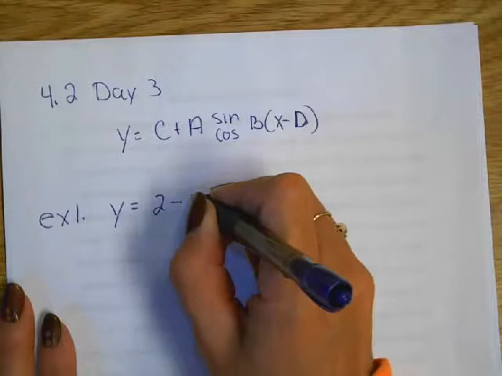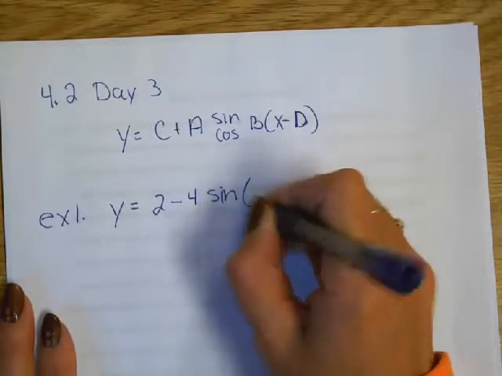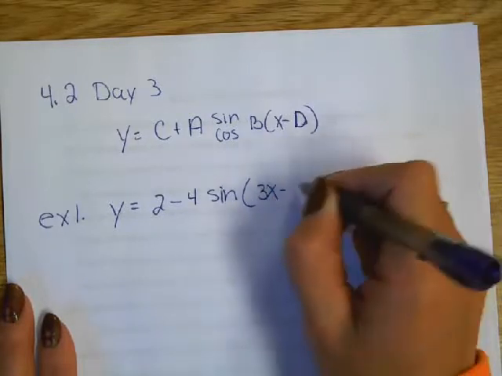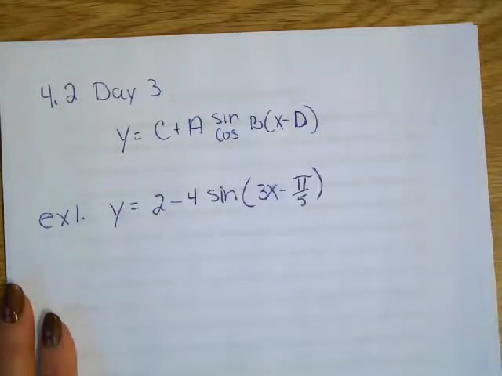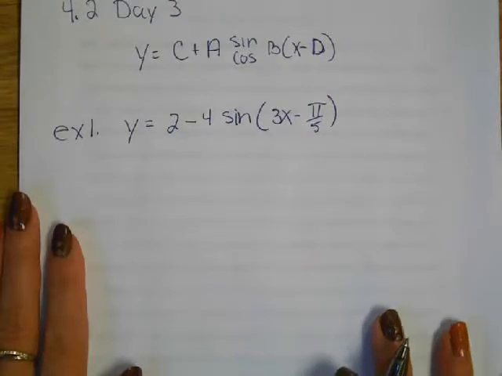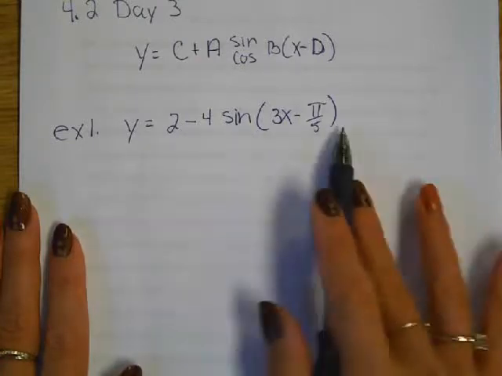2 minus 4 sine parenthesis 3x minus pi over 5. I'm making nothing easy on this one. Okay, first things first, when you see the parentheses, is this in standard form?